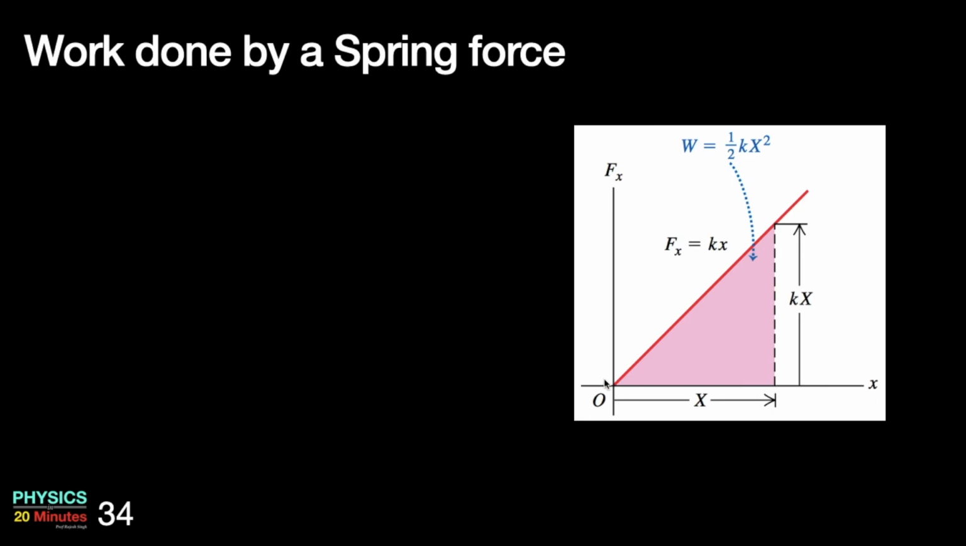You can see that this area is nothing but a triangle. This becomes the base of the triangle and this becomes the height of the triangle. Work done by the spring will be given as this shaded area. Since it's a triangular area, it is half into base into height. So you will get half kx squared. So the work done by the spring is the shaded triangular area, which is half kx squared.